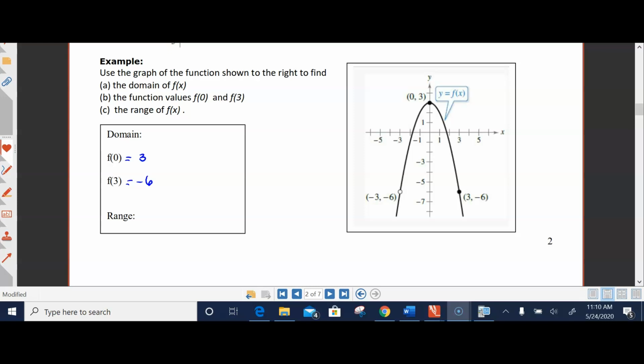So I did the function values first. F of 0, 0 on the x-axis puts me up at 3. So the y value is 3. F of 3, if I go to 3 on the x-axis, that ordered pair is 3, -6. So f of 3 is -6. Let's do domain and range together.